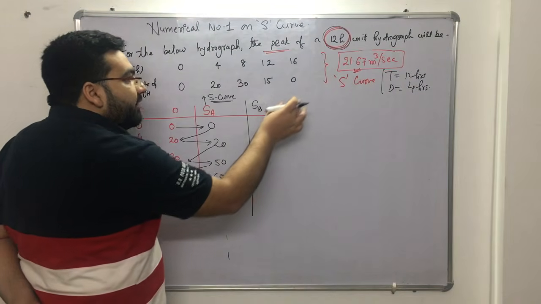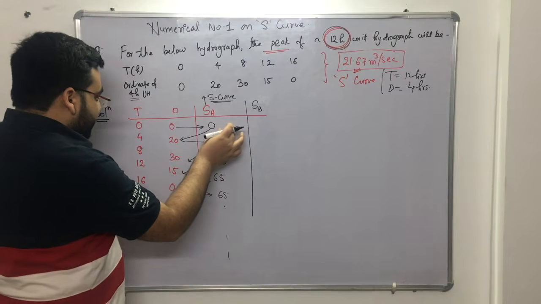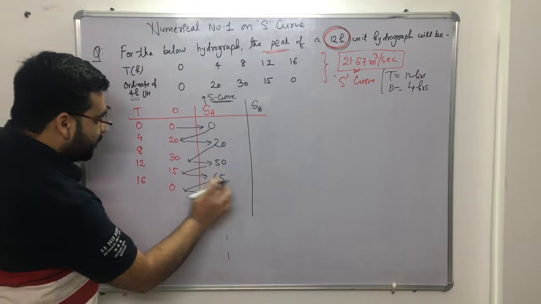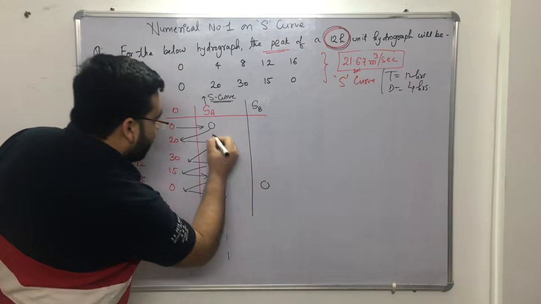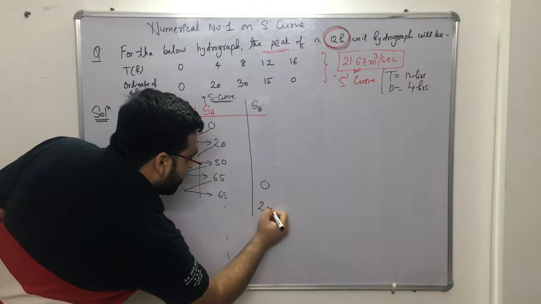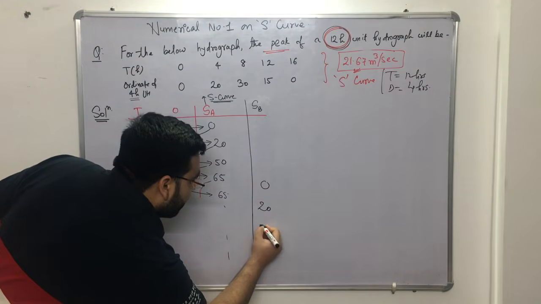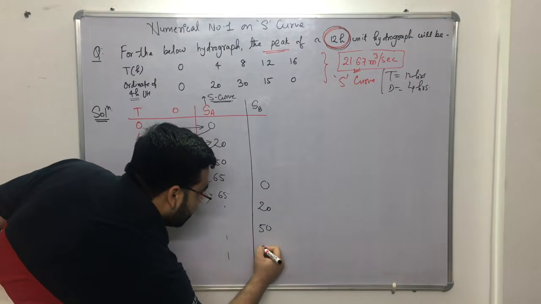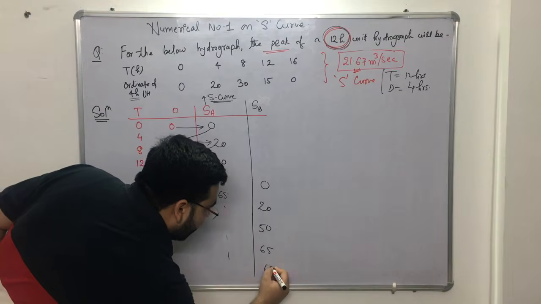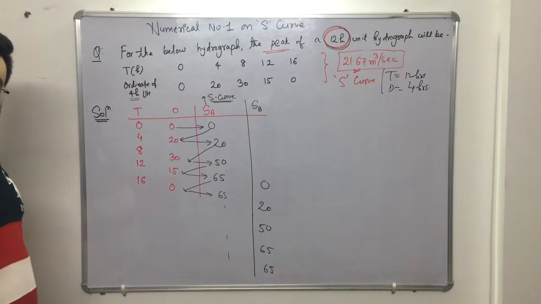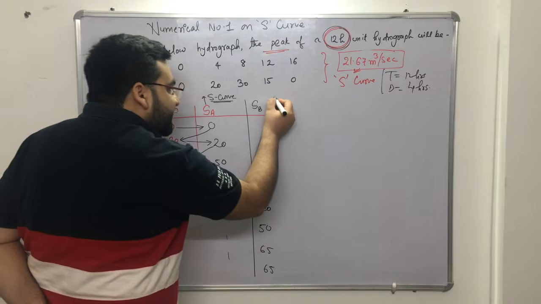Now SB. I have to lag it by 12 hours, so 0, 4, 8, 12. It will start from here. So this is 0, now this will be 20, now it will be 50, now it will be 65, and again it will be 65 and so on. Clear? Now the third step.